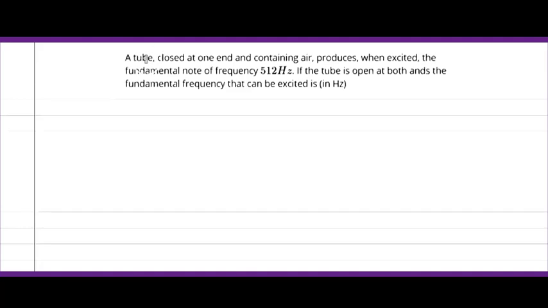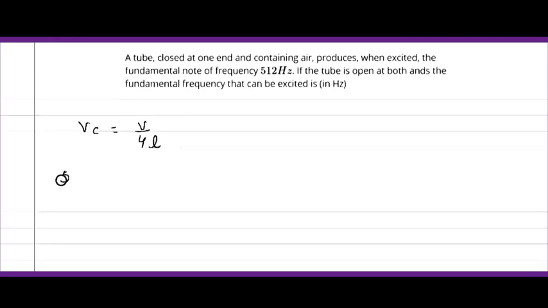Hello students, here's a question. A tube closed at one end and containing air, when excited, produces a fundamental note of frequency 512 Hz. If the tube is open at both ends, the fundamental frequency that can be excited is how many Hz? So, first of all, this is the fundamental frequency when the tube is closed at one end, where the variables have their usual meaning.